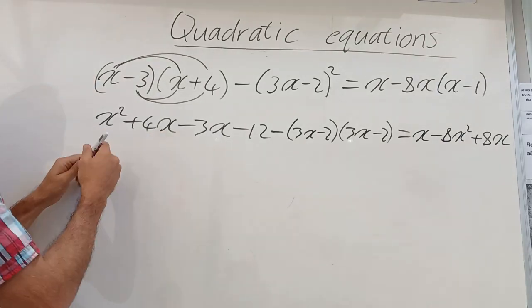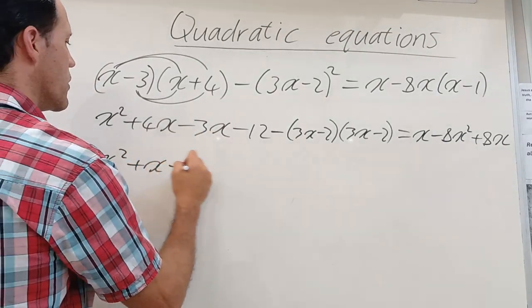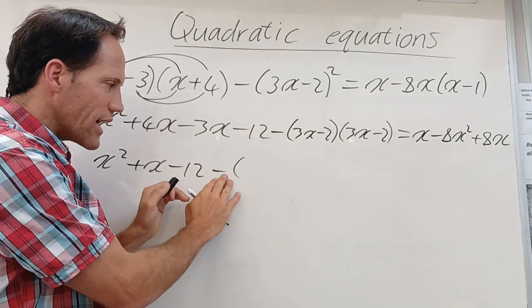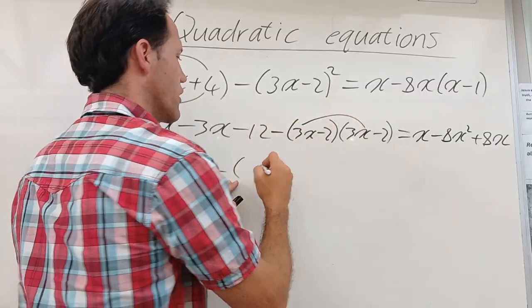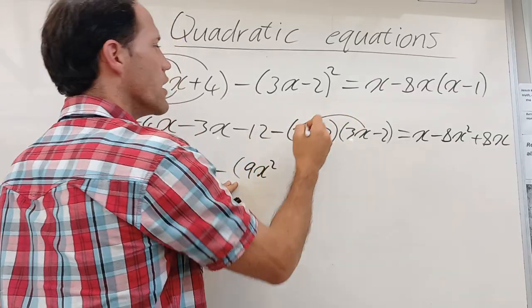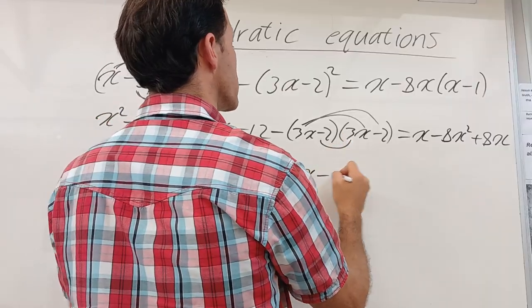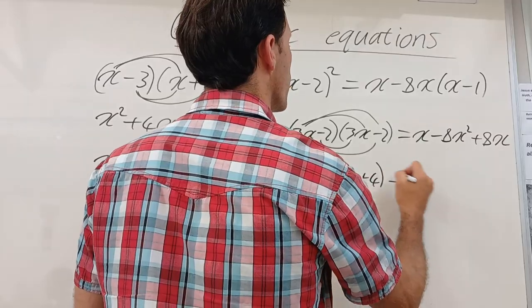Now here we can start simplifying a little bit. 4x minus 3x is 1x minus 12. We leave the negative, very important. Leave that negative outside the bracket. Now we multiply it in. 3x times 3x is 9x squared. 3x times negative 2 is negative 6x. Negative 2 times 3x is negative 6x. Negative 2 times negative 2 is plus 4.